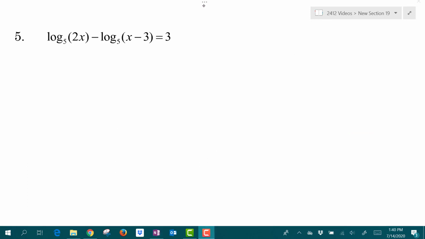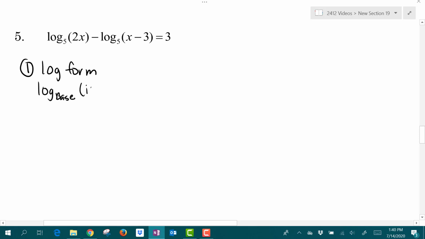Alright, example 5, again we're solving a log equation. So the first thing I want to do is to get the equation into log form, which means I want one log by itself on one side, and I want to be able to identify the base, the input, and the exponent on the other side of the equal sign. I want to make sure I have only one of each of those.